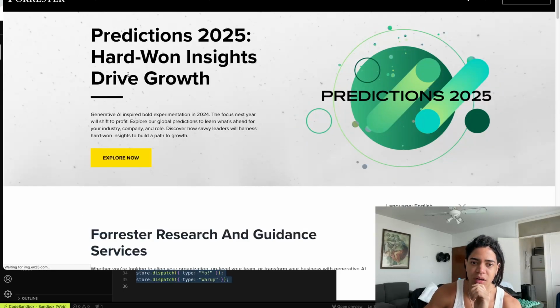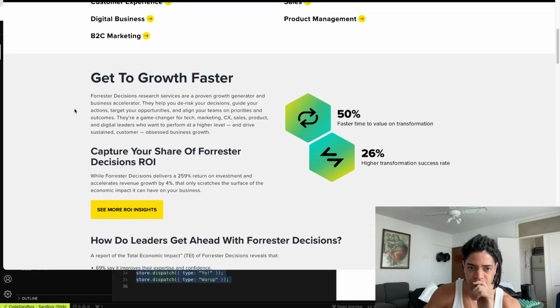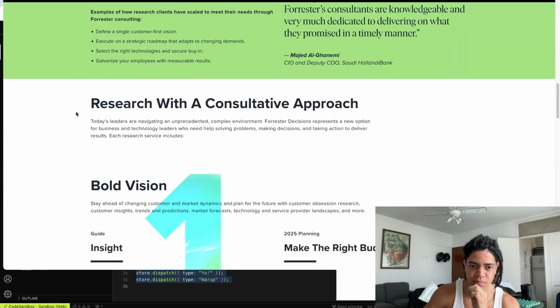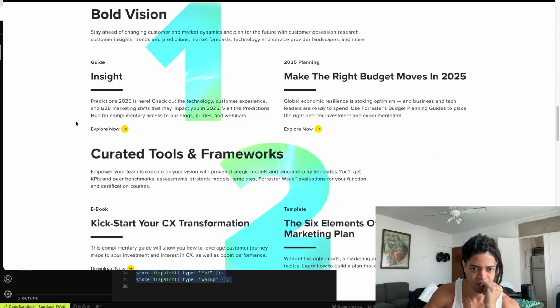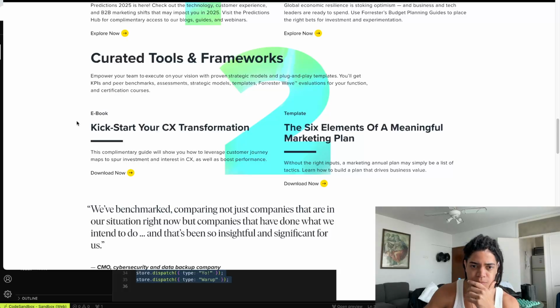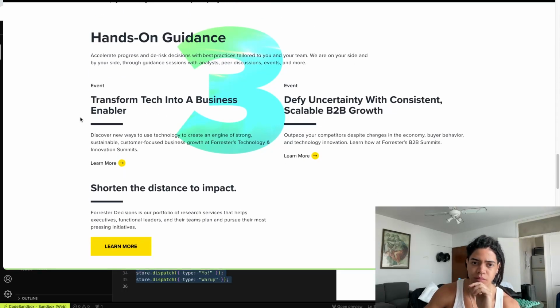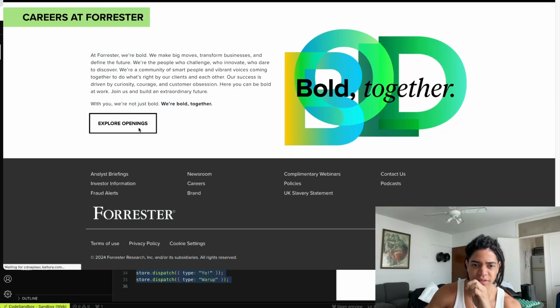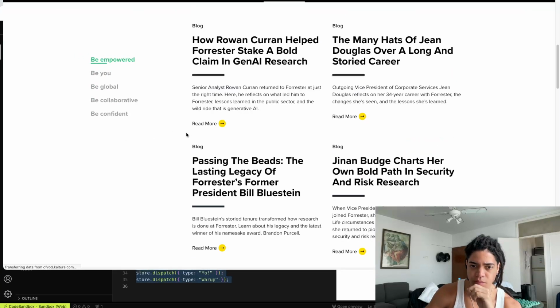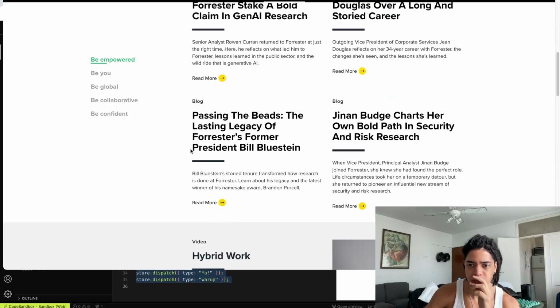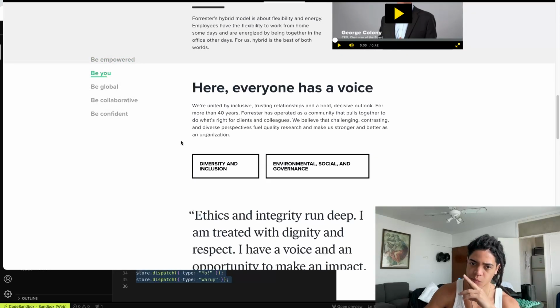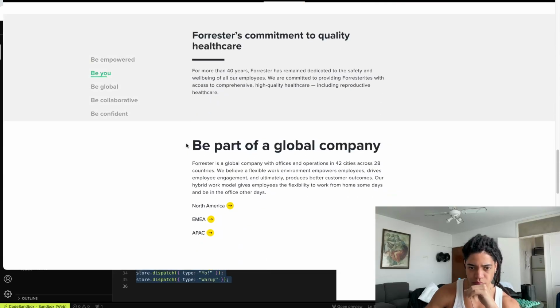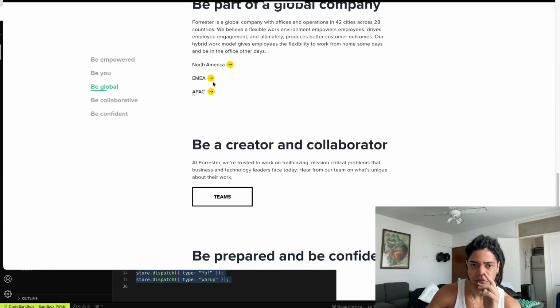Predictions 2025: hard-won insight drives growth. APAC as Asia Pacific, Europe, and North America.